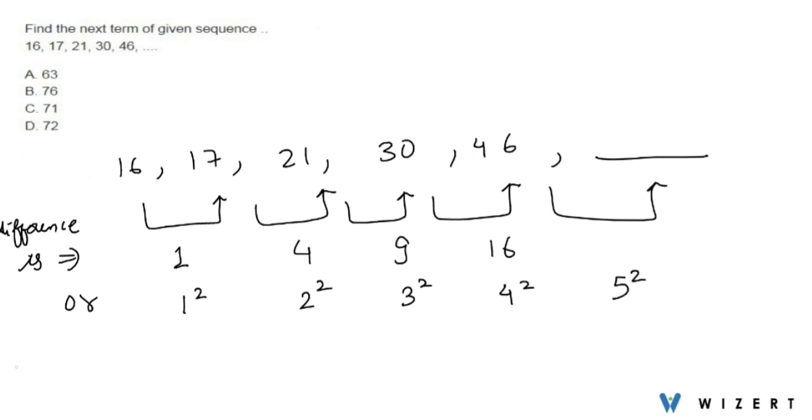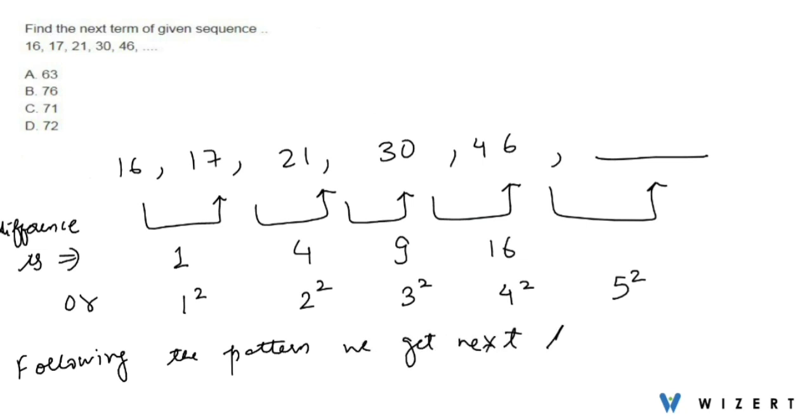So following the pattern, we get the next term as 46 plus this 5 square. So this is 46 plus 5 square, which is equal to 46 plus 25, which gives 71.